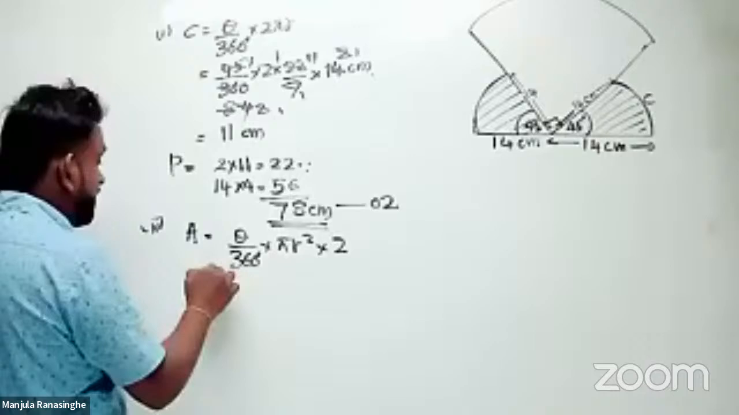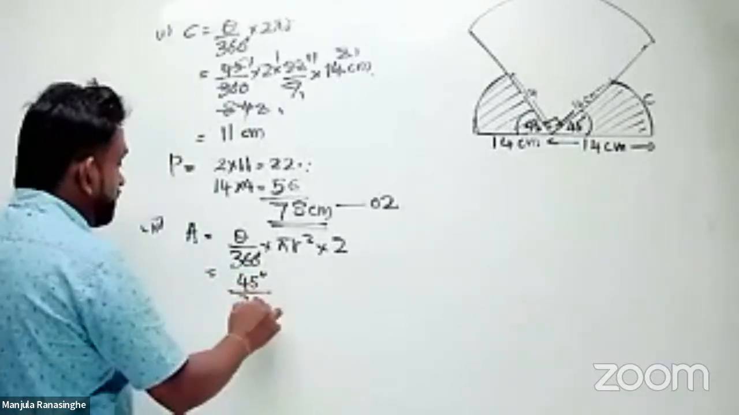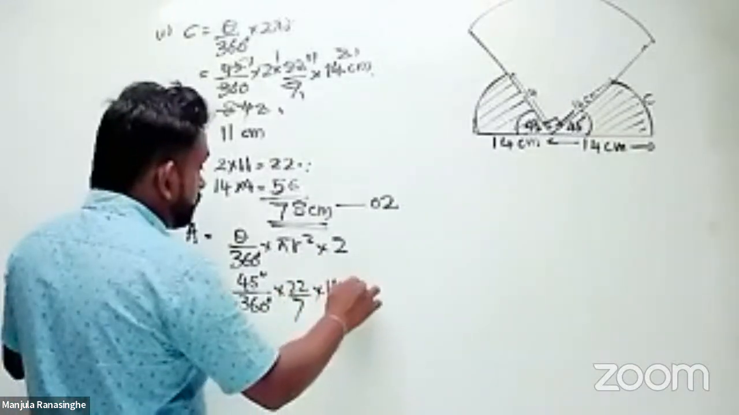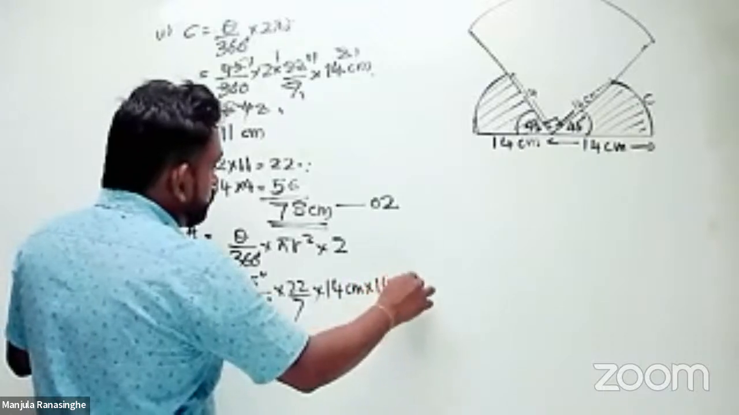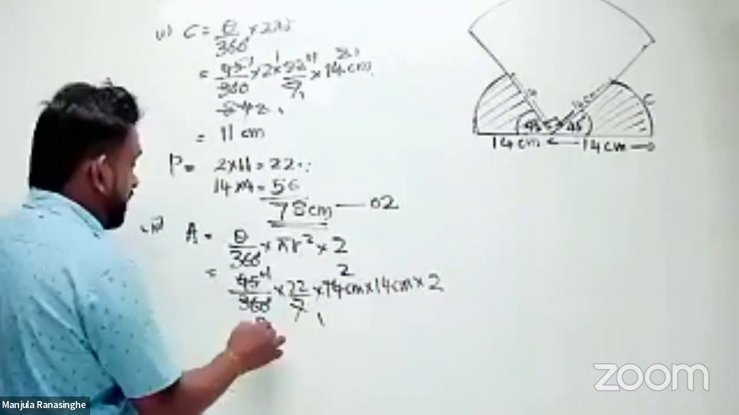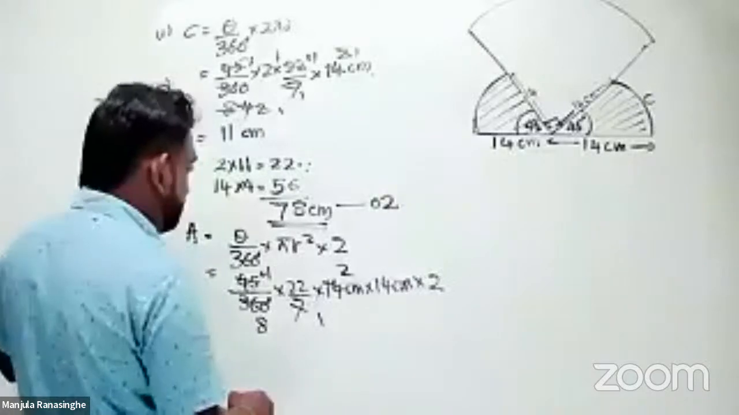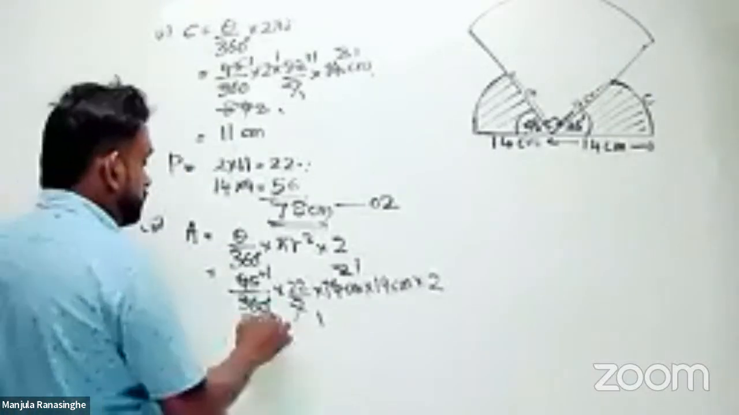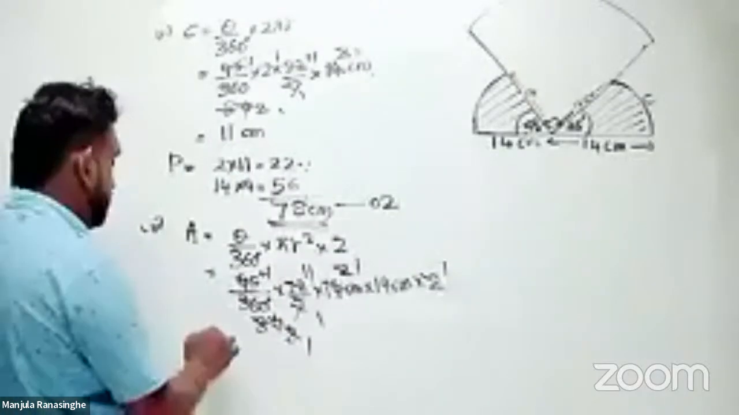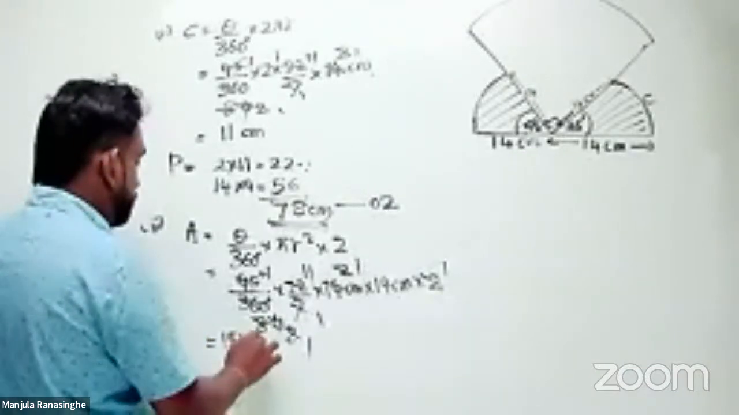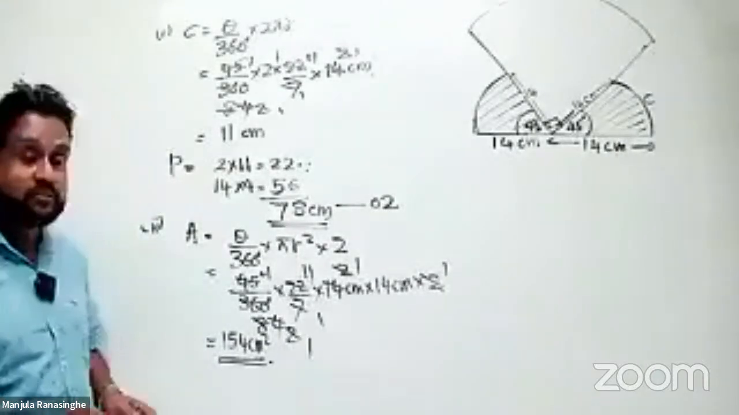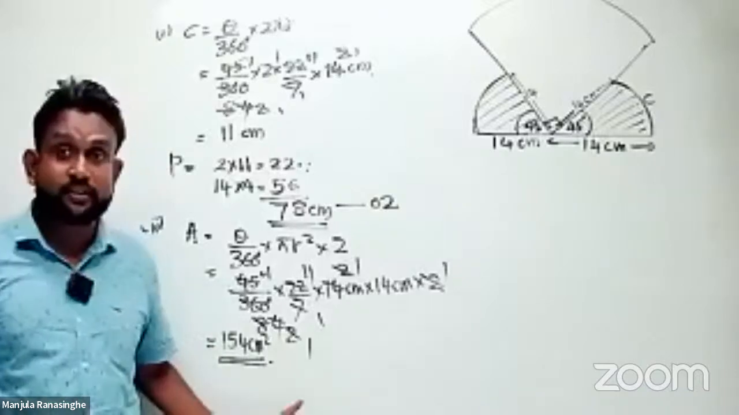There are two similar sectors. Theta is 45, so 45 upon 360 into 22 upon 7 into r squared, 14 into 14, into 2. Simplifying, 45 over 360 gives 1 over 8, and the remaining factors reduce to 11 into 14, which gives 154 square centimeters. That is the area of the two sectors together. We got the answer.